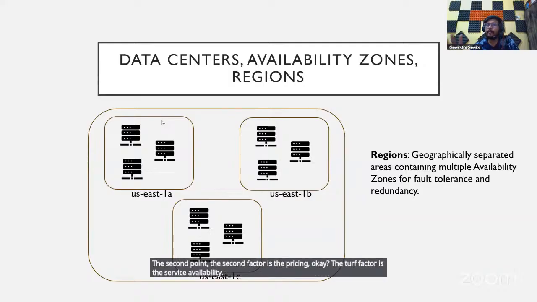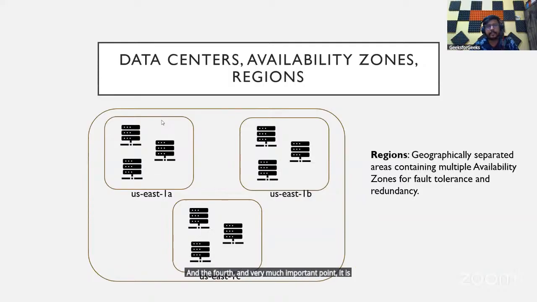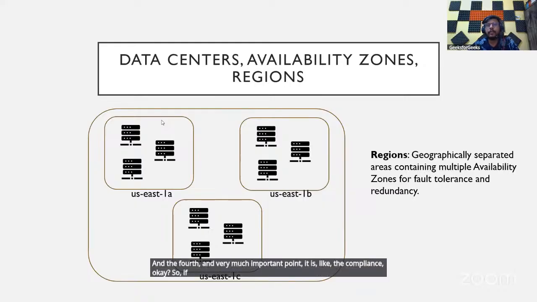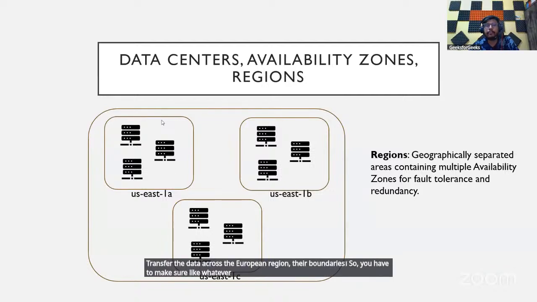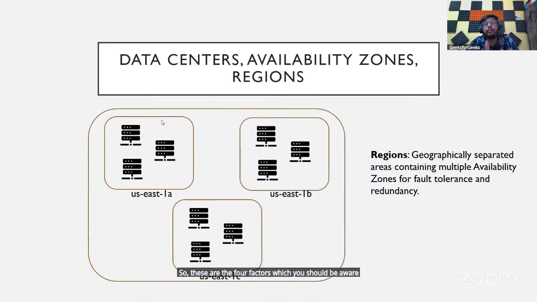And the fourth, a very important point, is compliance. If your user base is a European audience, you have to maintain certain compliances. You cannot transfer the data across the Europe region, their boundaries. So you have to make sure that whatever data is related to their people resides inside that boundary. In that case, you don't have any other option. You have to choose a region which is inside that boundary. So these are the four factors you should be aware of when choosing AWS regions.